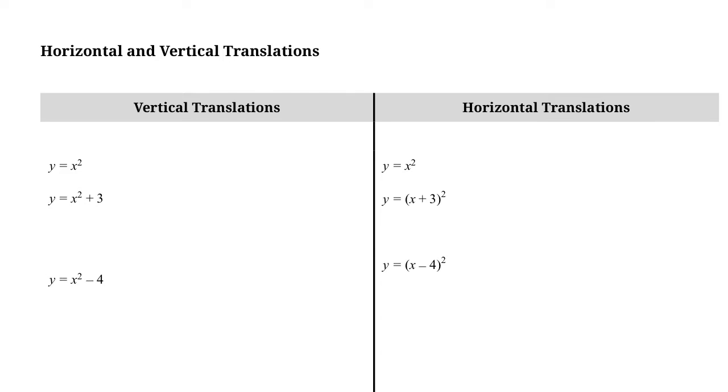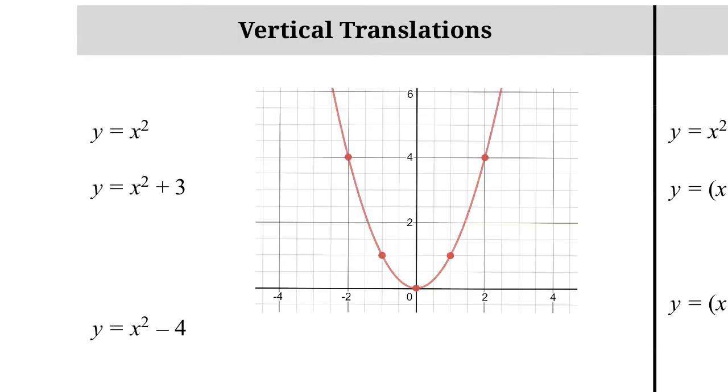Now, to figure out if we are going to go left or right or up or down, we are going to pay specific attention to the values of h and k in our quadratic equation. So this is why we are only looking at equations in vertex form, because that is where we find the letters h and k. So let's start with looking at vertical translations.